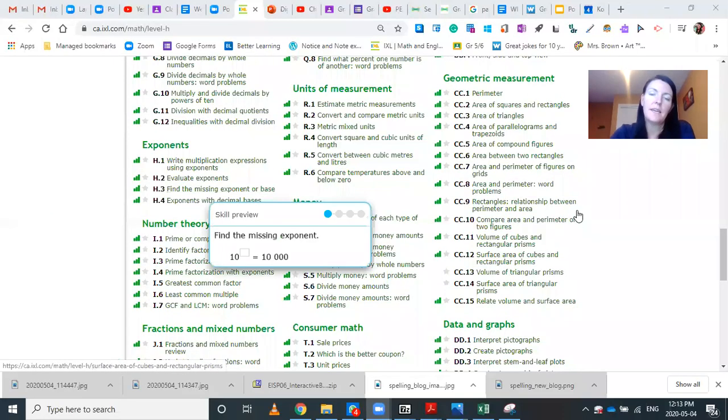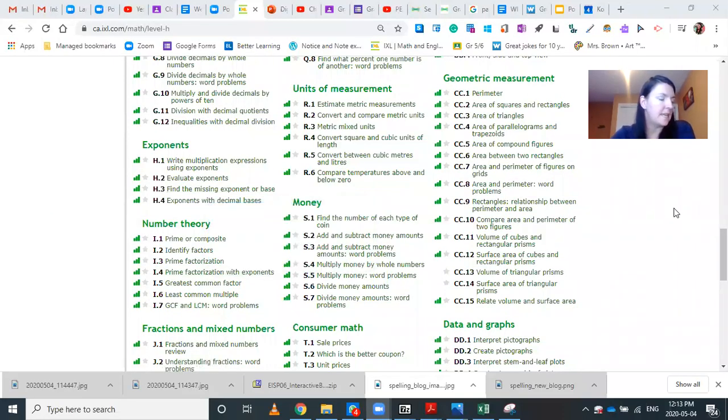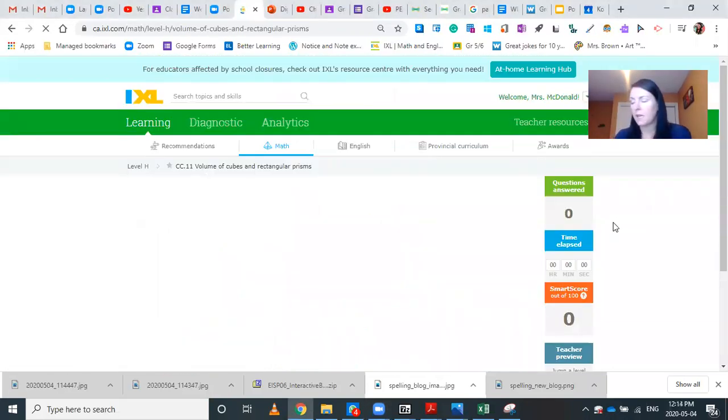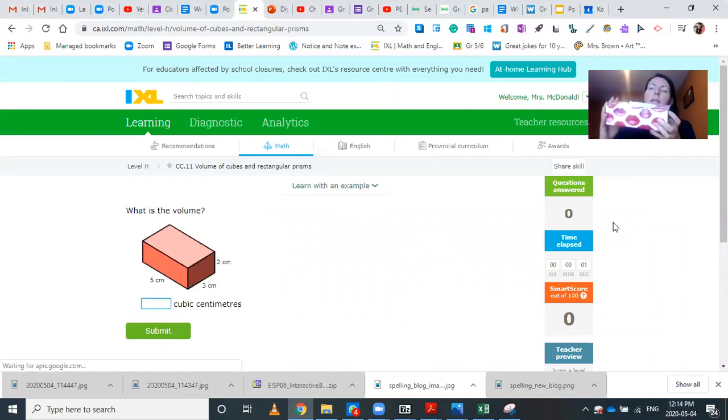We're going to be continuing with our geometric measurement and we're looking today at CC 11 and 12. So we're going to be looking at cubes and rectangular prisms. A rectangular prism, your most common one that you've ever seen, is your tissue box or your Kleenex, whatever you call it. All right, so this is your rectangular prism.